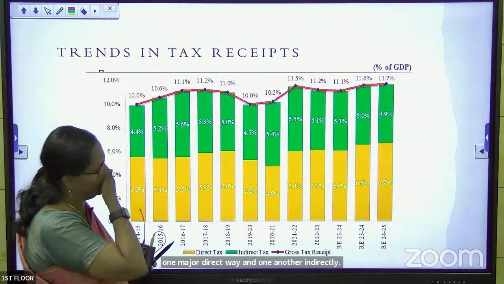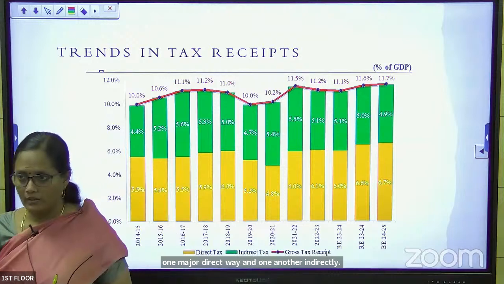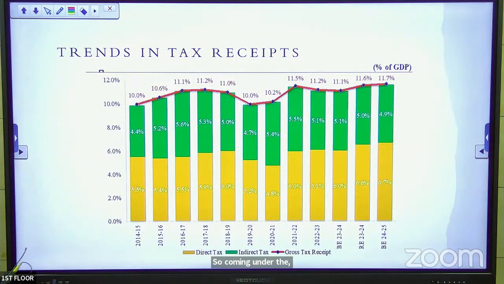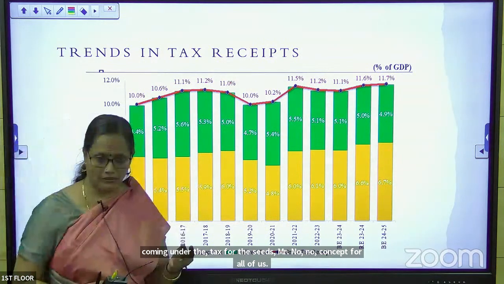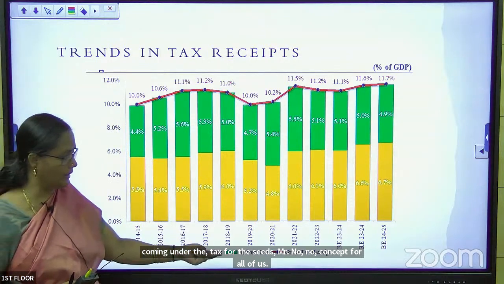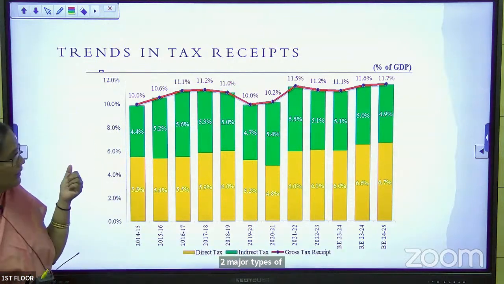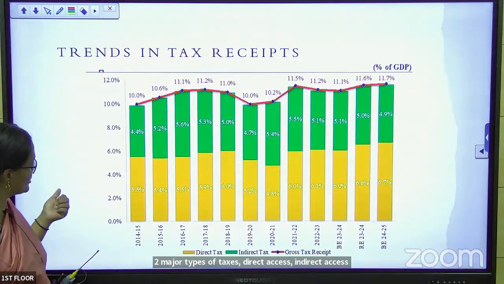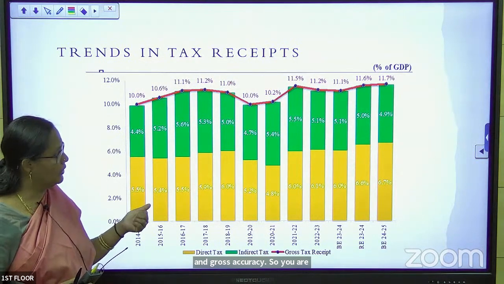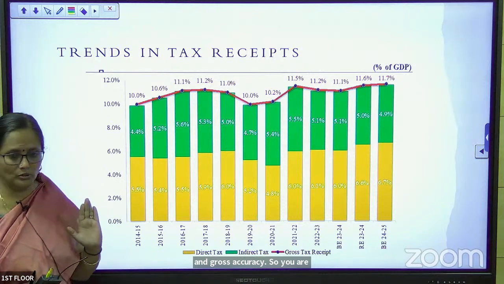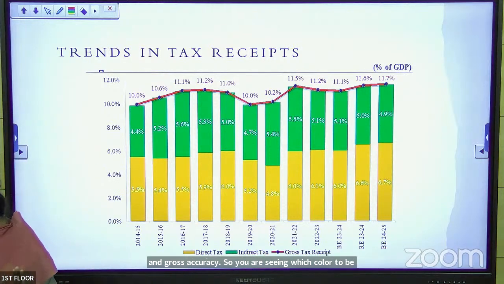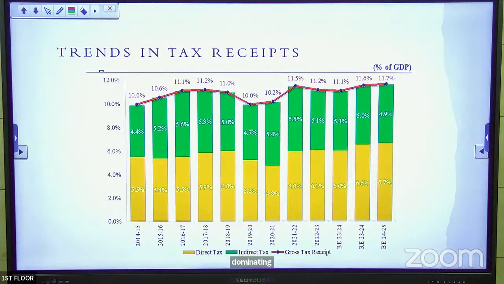Now coming on to the tax receipts, which is the known concept for all of us. Two major types of taxes: direct taxes, indirect taxes, and gross tax receipt. So you are seeing which color to be dominating, yellow or green? Yellow. So yellow dominating is good for the country because direct taxes are progressive in nature, indirect taxes are regressive in nature. Country has to be more progressive than being regressive.